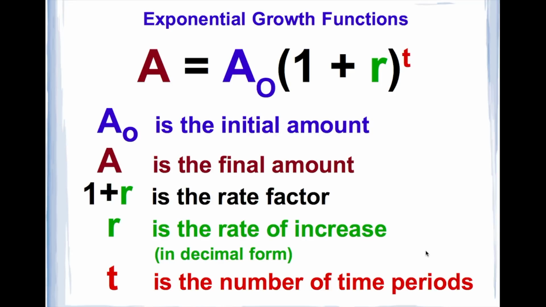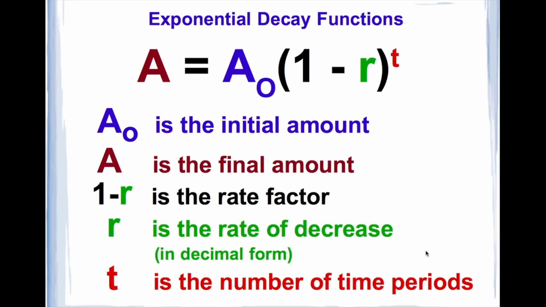That's exponential growth. Notice exponential decay is almost the same. The only difference is it's 1 minus r. So this is less than 1. So every time you multiply, you'll be decreasing your amount. But again, all the same variables apply. A sub 0, initial amount. A, final amount. The factor that you're multiplying by is the 1 minus r. The r itself in this case will stand for a rate of decrease. Once again, use decimals, please. T is your number of time periods.